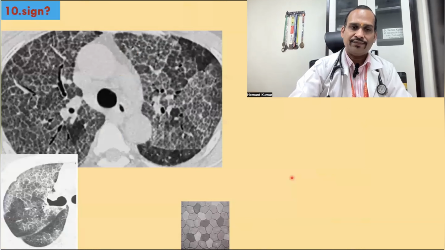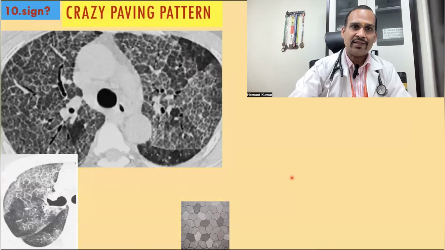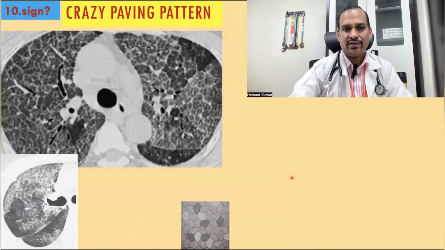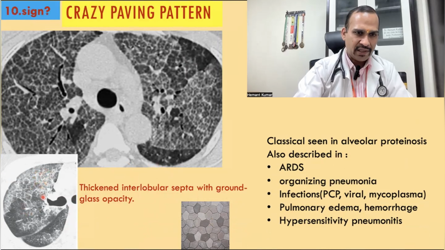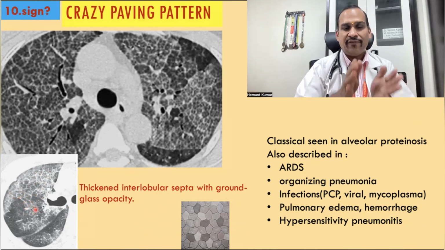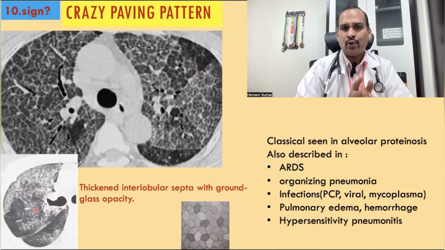Number 10, what is this? This is crazy paving appearance. Can you see? This type of floor you might have seen. This is nothing but thickened interlobular septa with ground glass opacity. You can see this is ground glass and this is septal thickening. Can you appreciate? This is septal thickening. So ground glass with interlobular septal thickening is the crazy paving pattern.